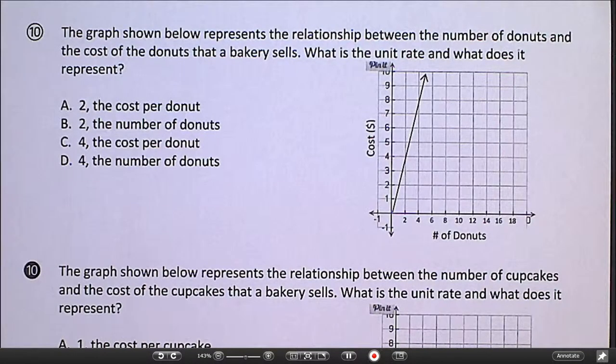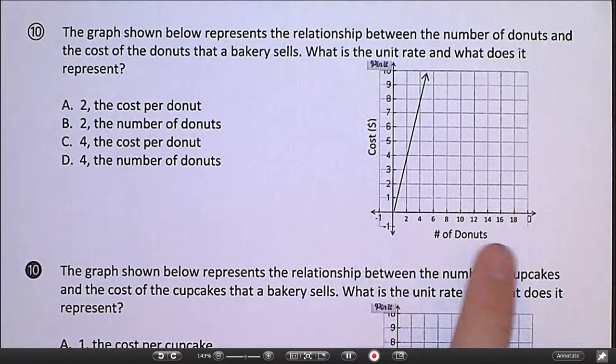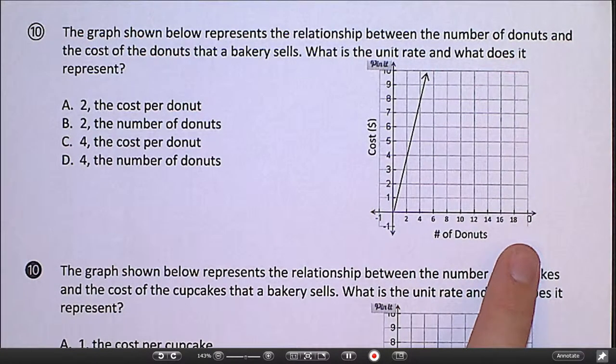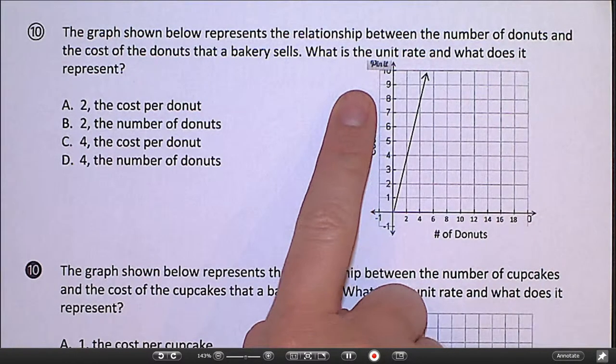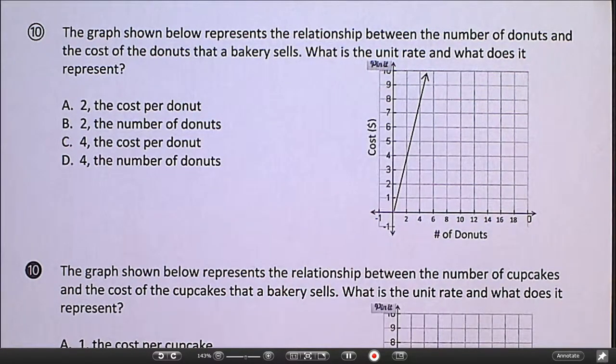Number 10. The graph shown below represents the relationship between the number of donuts, here's our number of donuts, that's our x, and the cost of the donuts that a bakery sells. So here's our cost, that's our y. What is the unit rate and what does it represent? So they're asking us two different questions. What is the unit rate? That means for one donut.